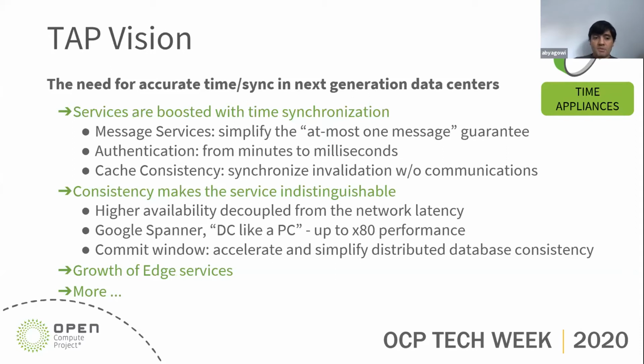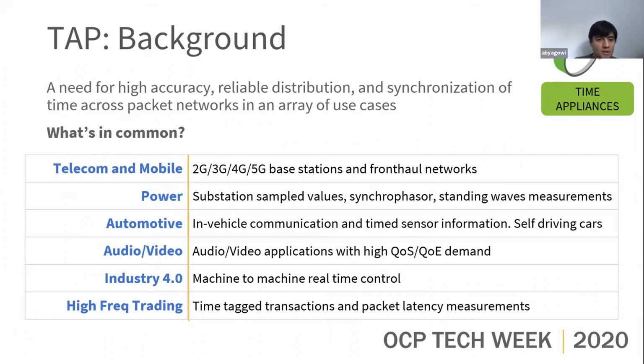So TAP's background can be broken into different industries. For example, anything that requires this high accuracy and reliable distribution and synchronization of time across packet networks can benefit from these things. This ranges across a lot of sectors in industry. And I will hand it to my colleague, Michelle, to give you a deep dive into some of these examples.